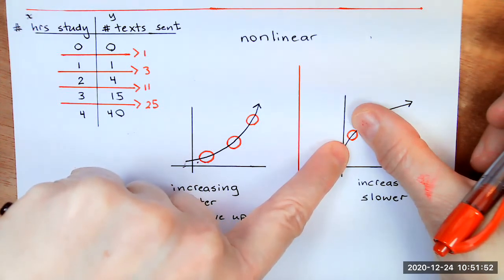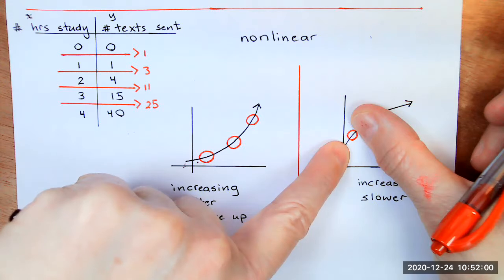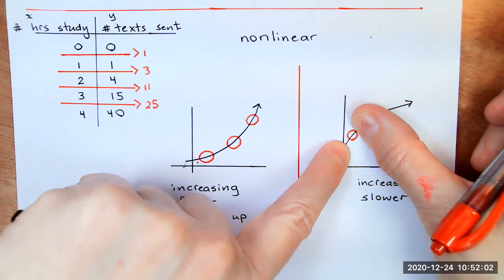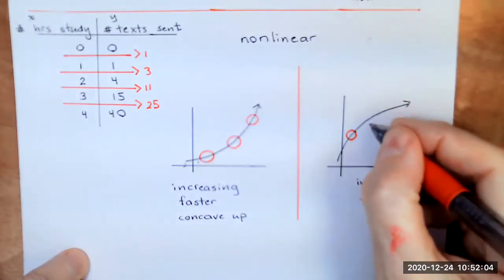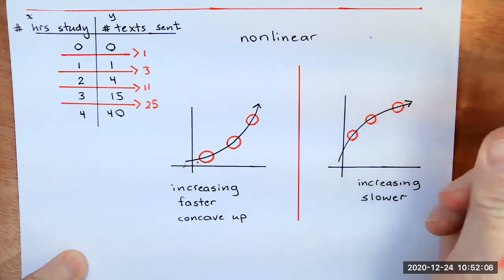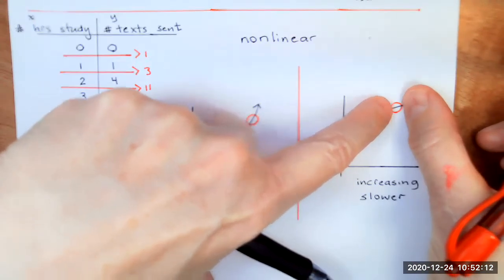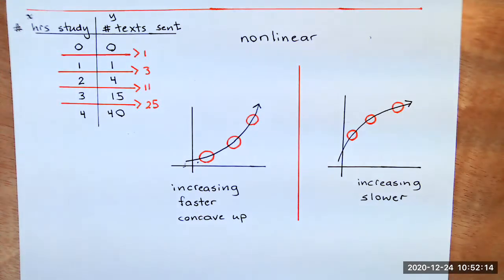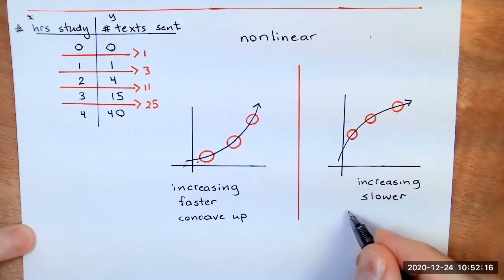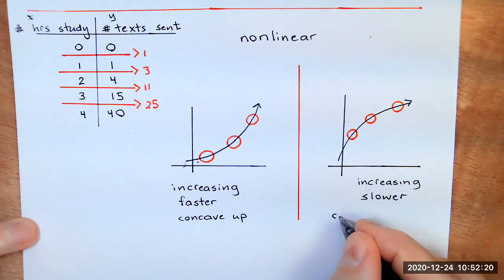If you look at a small enough section of a function, it looks like a line, and then you can examine the slope of that line and figure things out. So the slope of this line, and then as the function goes on, you can see that those slopes are getting smaller. So this function is increasing slower, and this is called concave down.